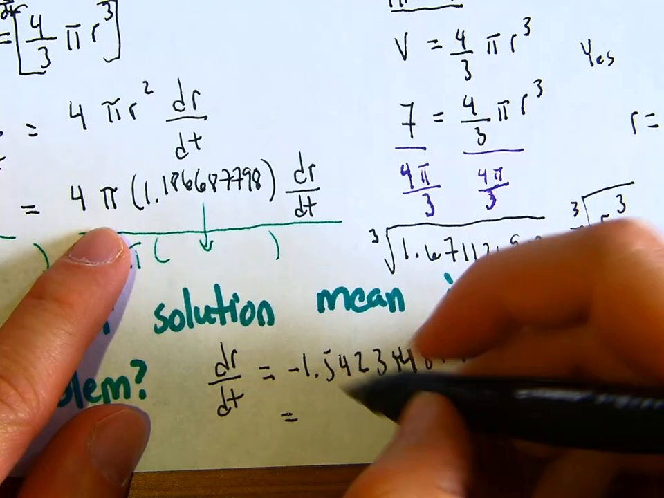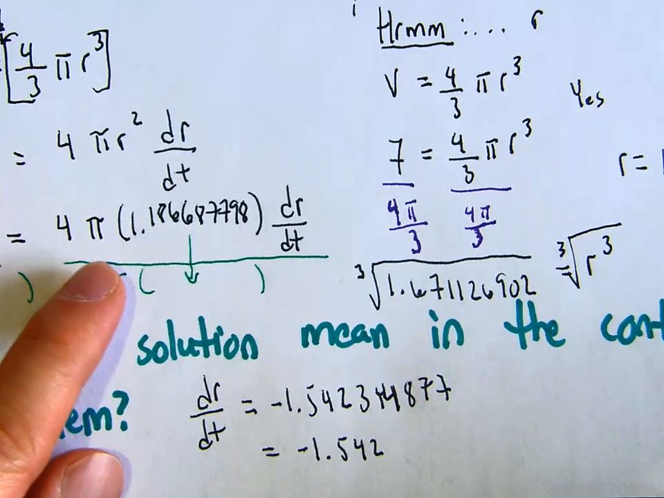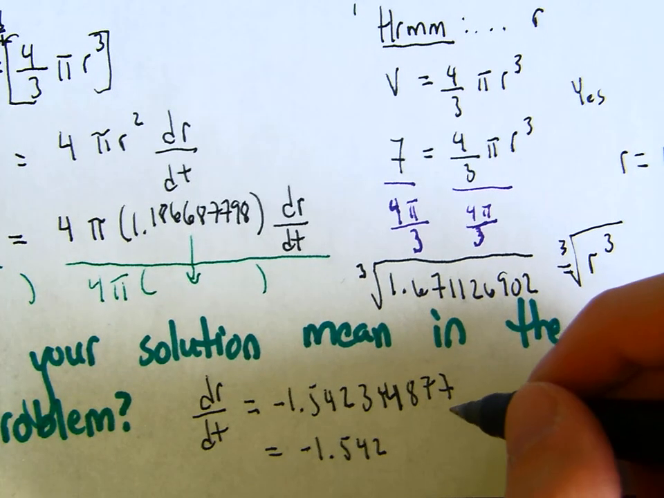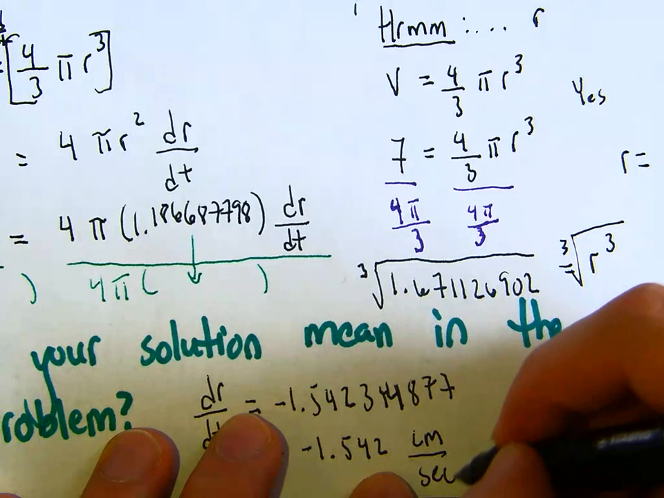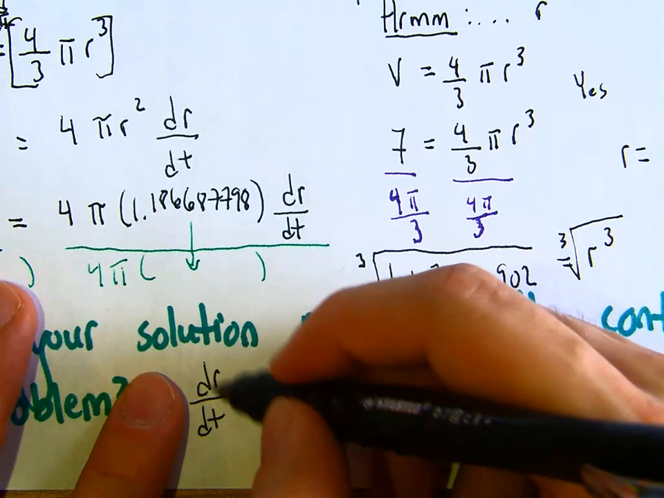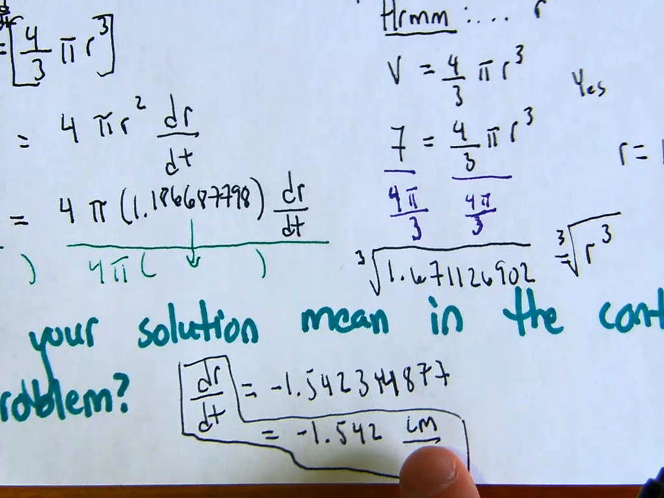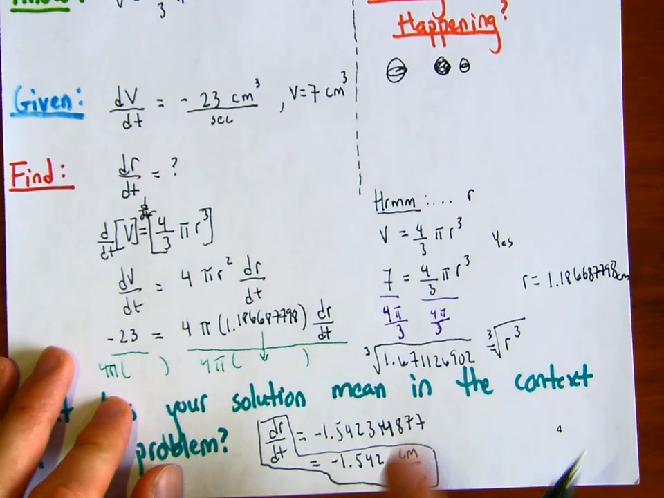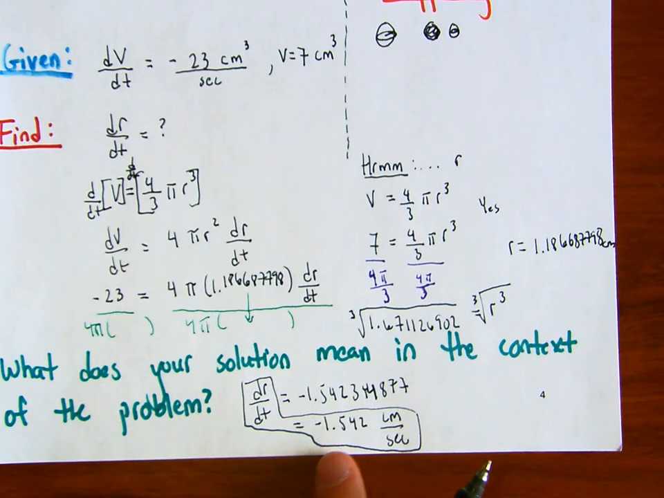Now what do we want to do with this number? We want to round it to 3 digits, so negative 1.542. And what are the units of measurement? Try and pause the video. It'll be centimeters per second. So what does this dr/dt represent? Try and write down what it represents. It's saying every second, the radius of your sphere is decreasing by 1.542 centimeters per second.